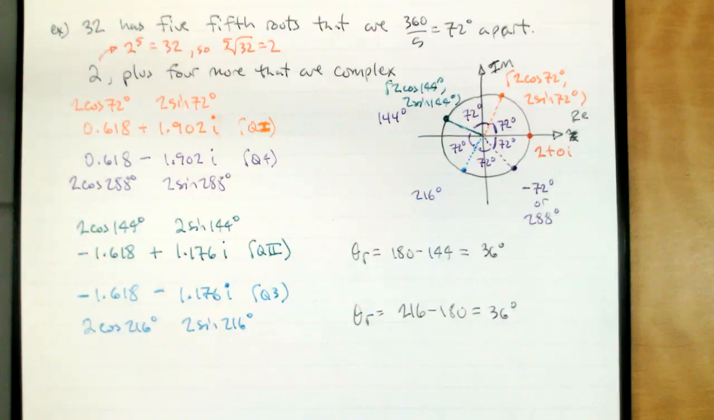Here's what we want to notice about these four complex roots of 32. Complex roots of real numbers come in conjugate pairs.